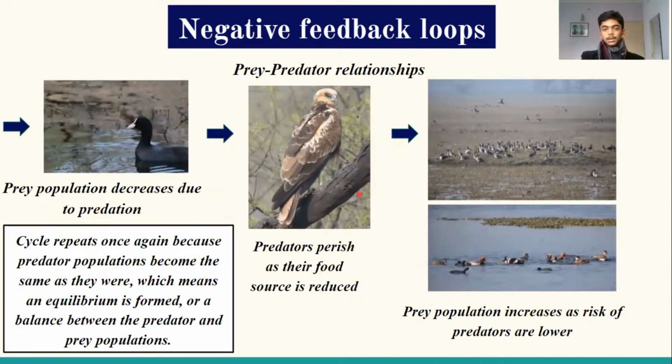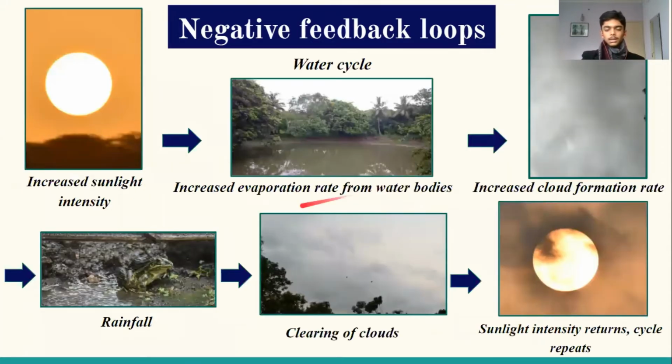Now let's look at another example. This is the example in terms of the water cycle. So increased sunlight intensity. Okay, there is a lot of sun. You'll notice in summers when there is too much sunlight for a long period of time, it is almost always followed by rain. It is because of this reason.